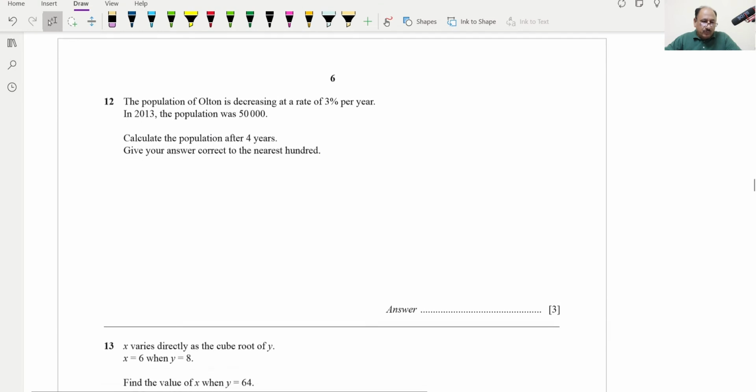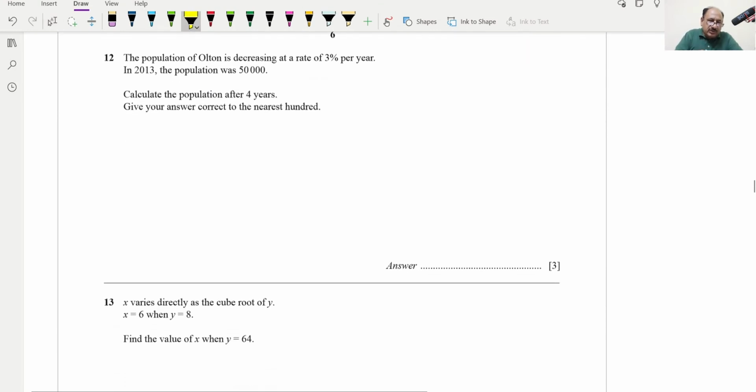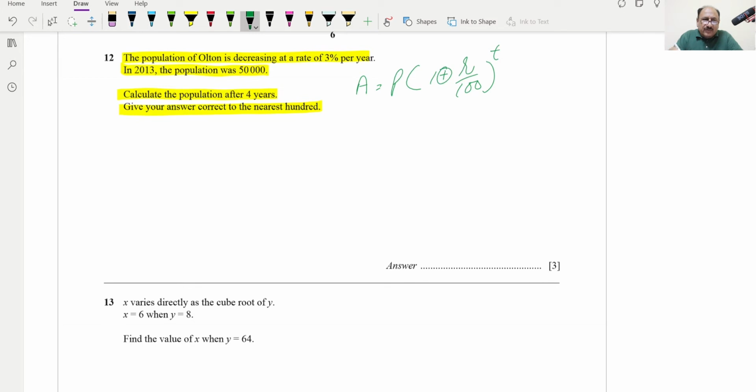Now we can move to question number 12. They are saying the population of this city is decreasing at a rate of 3% per year. In 2013, the population was this much. Calculate the population after 4 years. This is basically the compound interest formula we can apply. So amount will be equal to principal amount into 1 plus r over 100 raised to t. This will be plus in case of increase, but in case of decrease it will be minus. So we can write here minus, and we will be utilizing this formula.